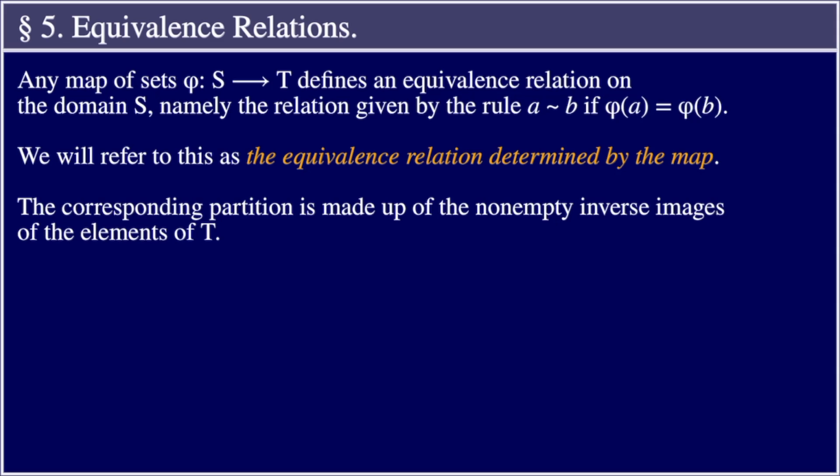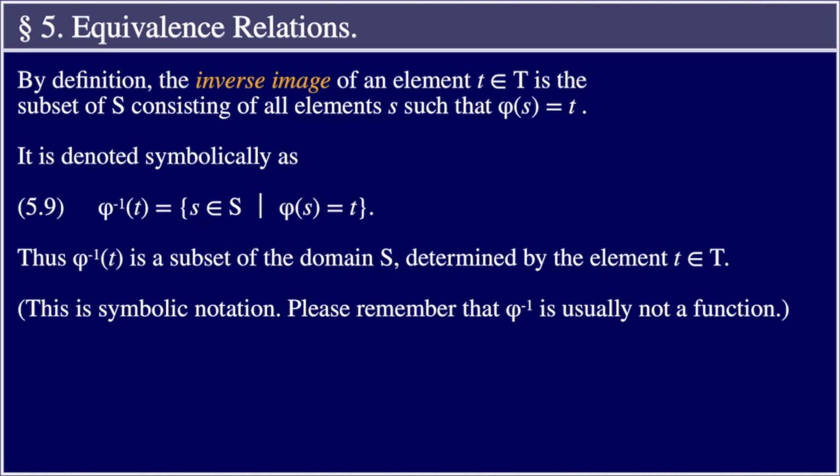Any map of sets phi mapping S to T defines an equivalence relation on the domain S, namely the relation given by the rule A is equivalent to B if phi of A is equal to phi of B. We will refer to this as the equivalence relation determined by the map. The corresponding partition is made up of the non-empty inverse images of the elements of T. By definition, the inverse image of an element t, a member of T, is the subset of S consisting of all elements s such that phi of s is equal to t.